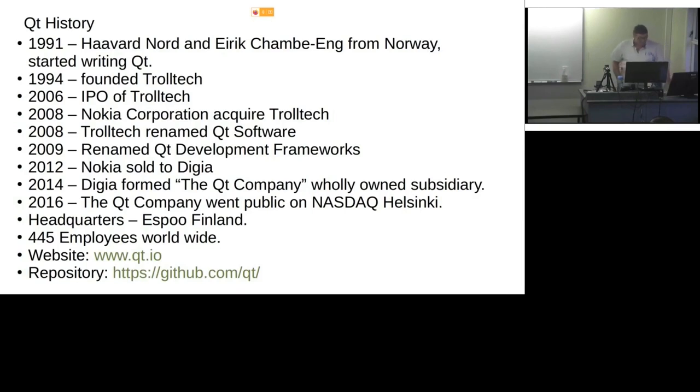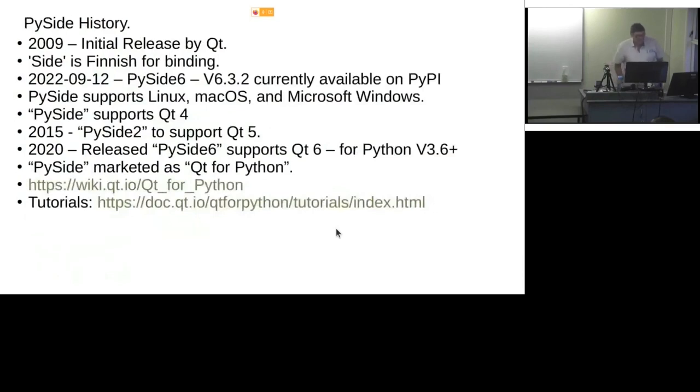Anyway, the headquarters now are in Finland, and they claim about 450 employees worldwide, and their website is Qt.io. The repository, github.com/qt, is there. I admit, they don't actually have the PySide code at that repository, but perhaps they've got another GitHub for the PySide code. Just to go through the PySide history, I don't know the actual date when Riverbank Computing started putting a wrapper around Qt, but I think it was quite a bit before 2009. And the initial release of PySide from Qt was in 2009. And apparently Side is Finnish for binding, so that's basically a Qt binding.